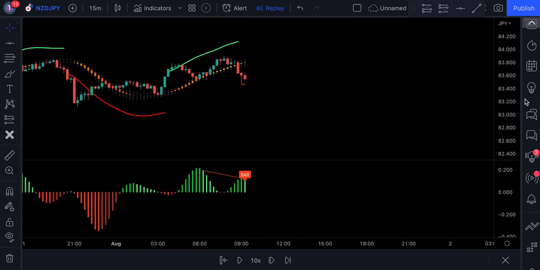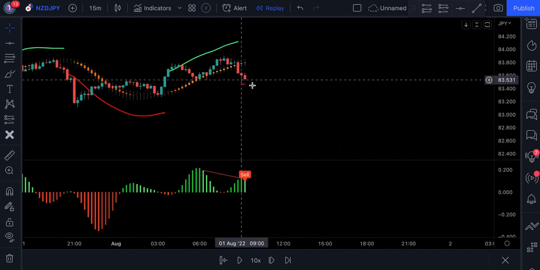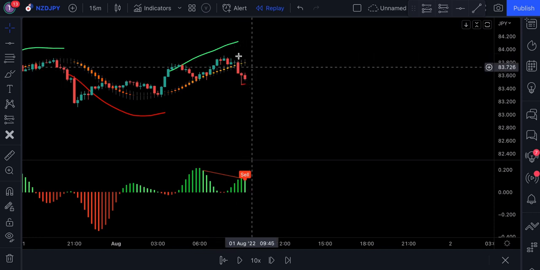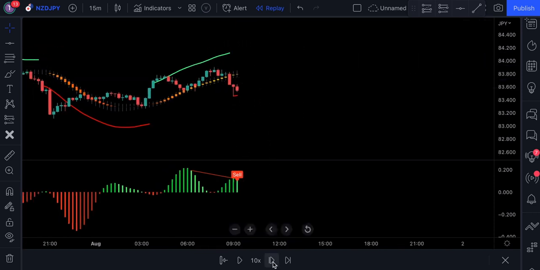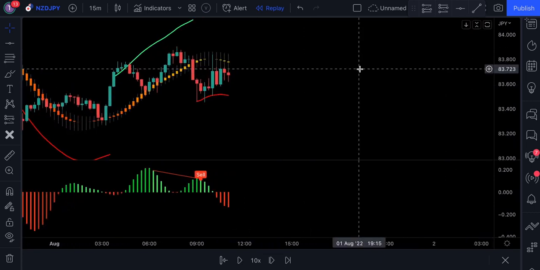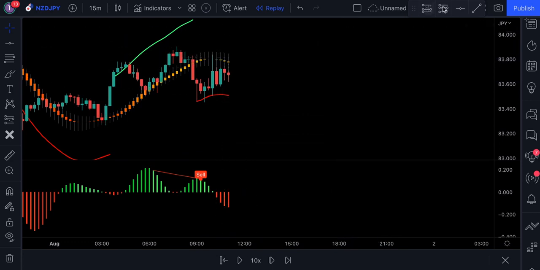Here's one more good example for a sell entry. So the oscillator found a bearish divergence and the moving average confirms the downtrend. So the last thing we need to do is to wait for these candles to start decreasing in value. As we can see, we just got a confirmation.